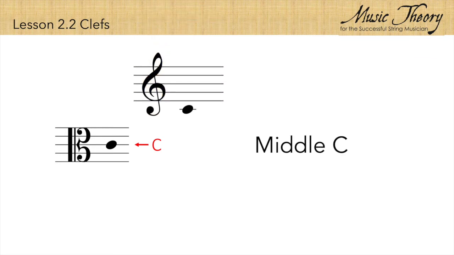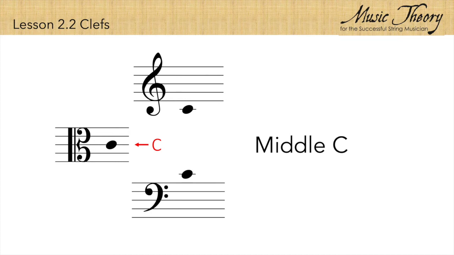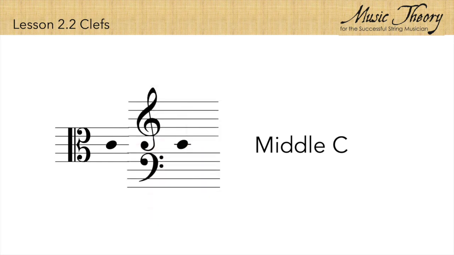If we look at middle C on the treble clef, you'll notice that middle C is on the first ledger line below the staff. On the bass clef, middle C is the first ledger line above the staff. By merging these three staves together, you can see how the clefs relate to each other around the note middle C.